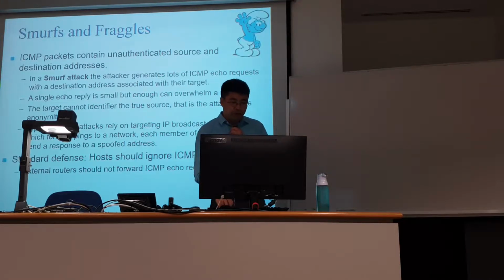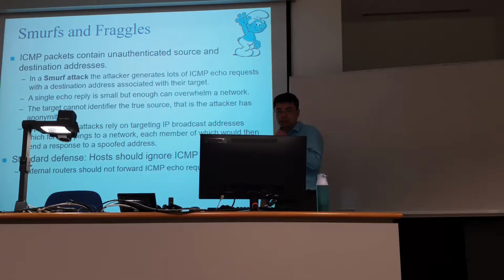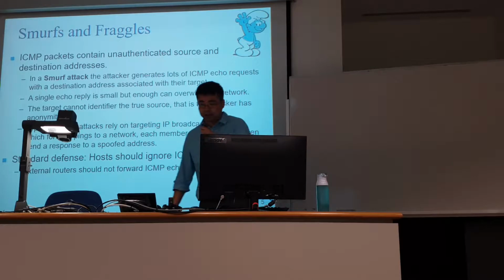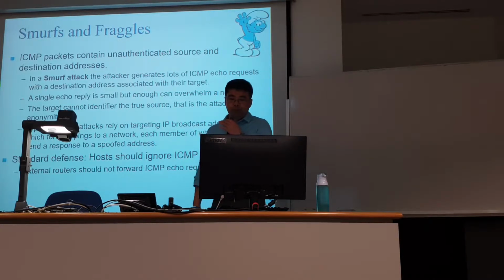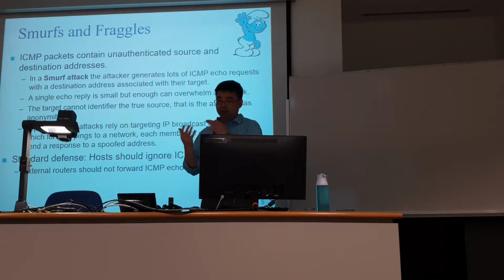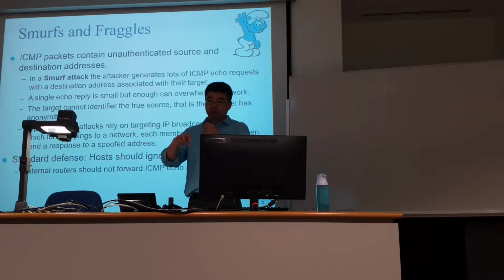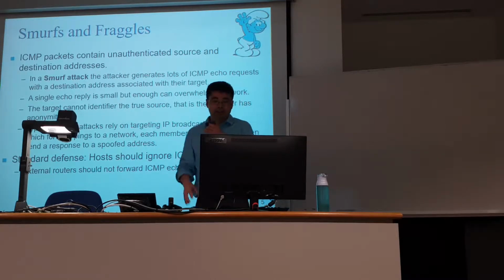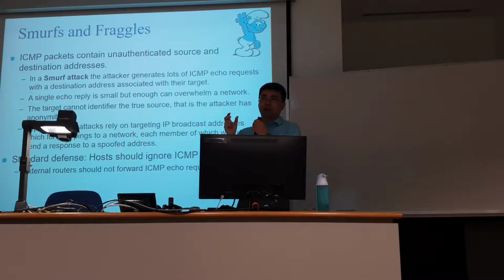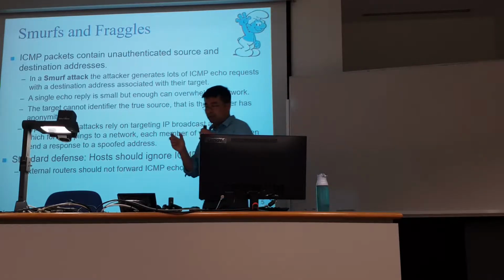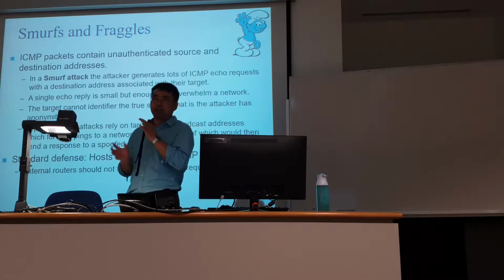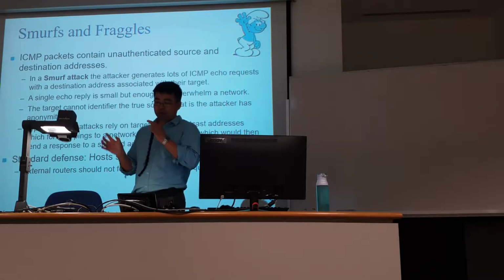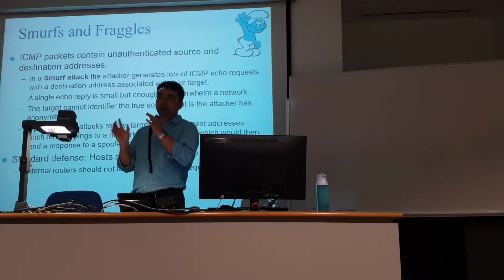One way to do this kind of bandwidth consumption is to use the so-called broadcast address. The idea is like this. In each network, we have a broadcast address. The broadcast address means that if you send a packet to this address, then all the machines will receive this packet. That's a particular address used for broadcasting. In this case, we can use this network as an intermediary to launch the attack.